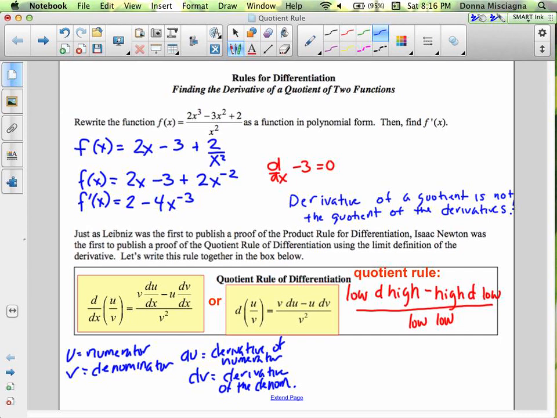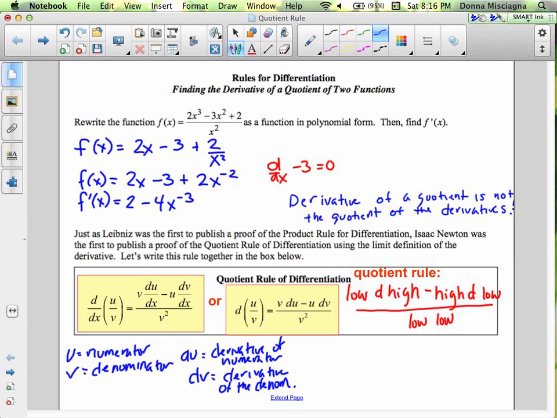Here's a little mnemonic device that you could use to help you remember the quotient rule. It's low d high. Low is the denominator, d high is the derivative of the numerator, minus high d low. High is the numerator times d low, the derivative of the denominator, divided by low low. So low d high minus high d low divided by low low. That's just a way to remember it. And just as a reminder, the derivative of a quotient is not the quotient of the derivatives. So fill this in your notes and pause me if you need.